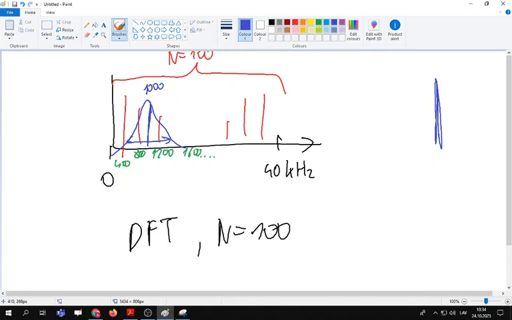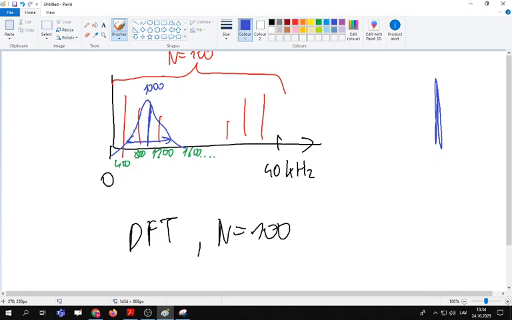So this is exactly leakage. Its energy is leaking towards its neighbors, which do not exist, because your real frequency is 1000, but in your spectrum you are going to see some value at 800, some value at 1200, even some value at 400, because the energy of the 1000 component was distributed between the neighbors. And that happened because you simply did not have accurate enough frequencies.